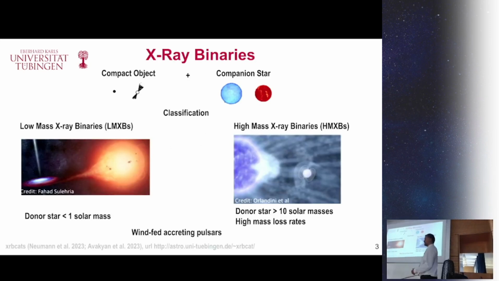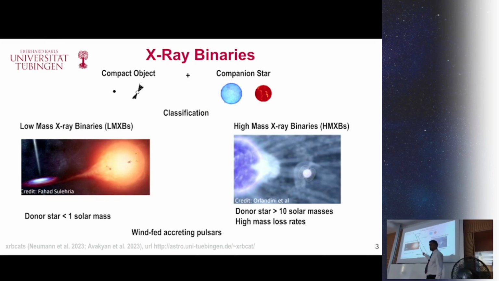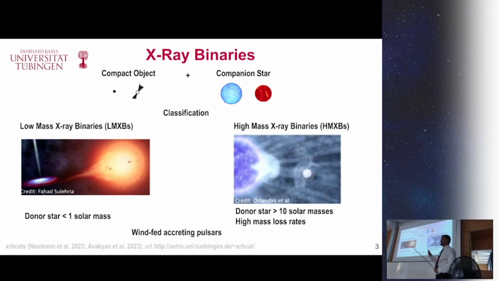So X-ray binaries, what are these? These are basically systems in which you have a compact object orbiting around a companion star. Now the compact object can be either a black hole or a neutron star, and we can use the companion star to make a further classification.